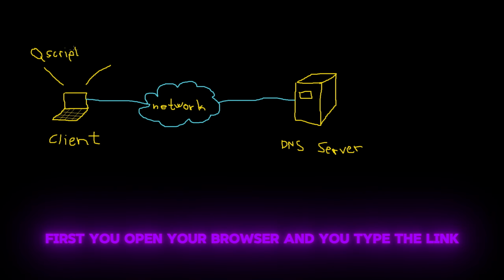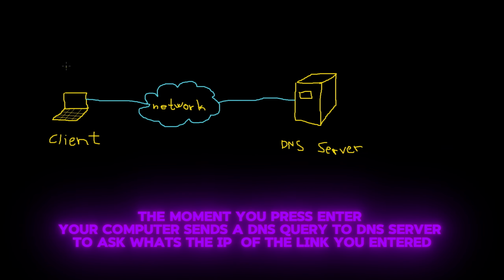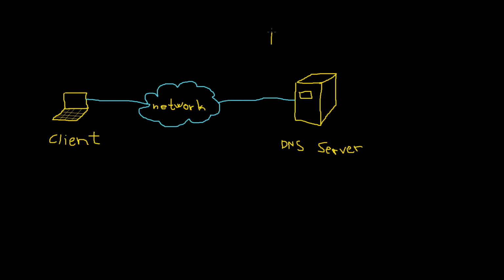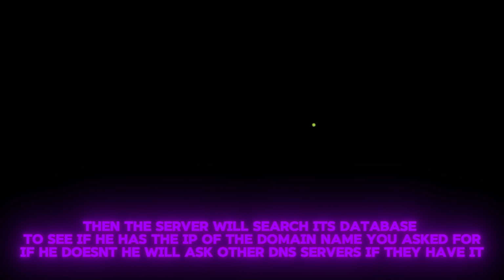First you open your browser and you type the link. Let's say it's scriptkidnet.com. The moment you press enter, your computer sends a DNS query to the DNS server to ask what's the IP of the link you entered. Then the server will search its database to see if it has the IP of the domain name you asked for.